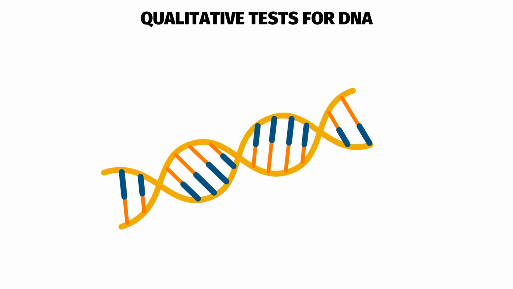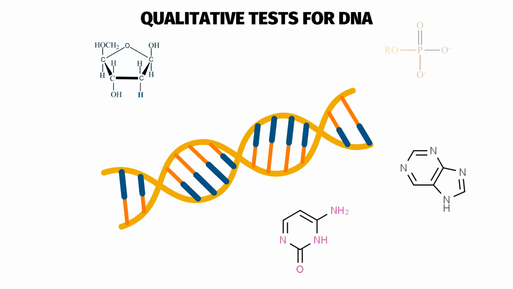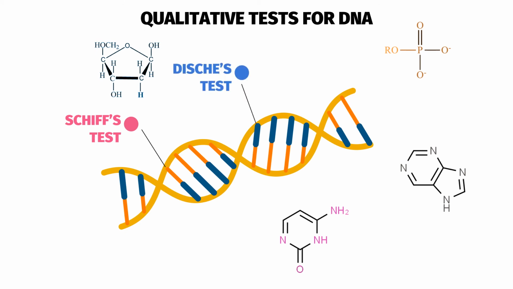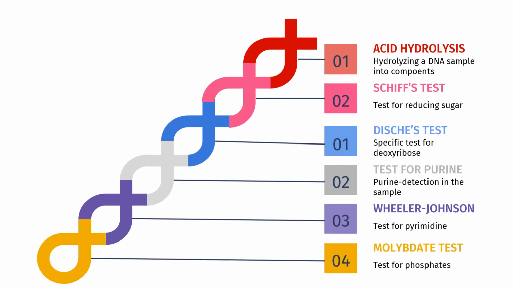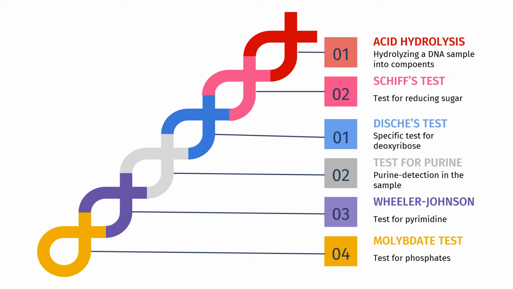There are several qualitative tests available for ascertaining the presence of DNA. Particularly, we test for the components of DNA, namely the deoxyribose, purines, pyrimidines, and phosphates. We propose 5 color tests for these components: Schiff's test for deoxyribose, Dische's test also for deoxyribose, Wheeler-Johnson's test for pyrimidine, the silver test for purines, and the molybdate test for phosphates. Here is how these tests can be performed in order.